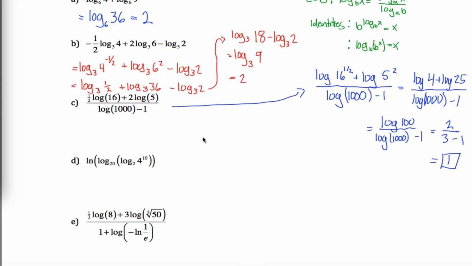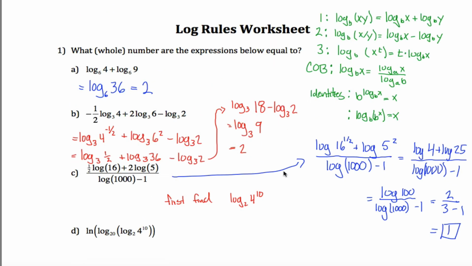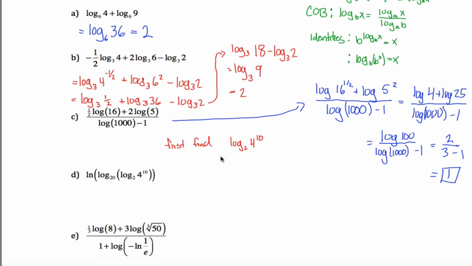I think the easiest way to do this, you can do this however you want, is let's first find the log base 2 of 4 to the 10th power. And don't figure that out by figuring out what 4 to the 10th power is. It's some absurdly huge number, like millions or so. Instead, use your third log rule. You take exponents and bring them down in front.